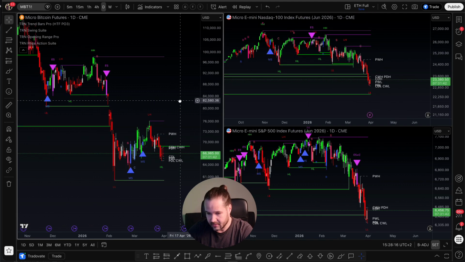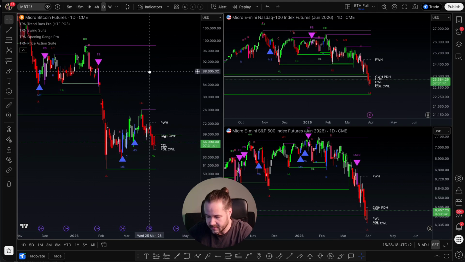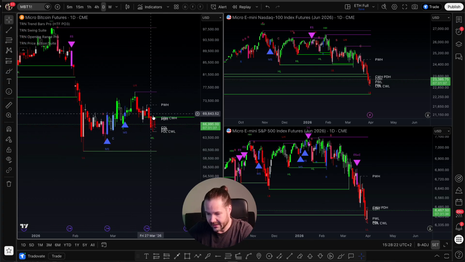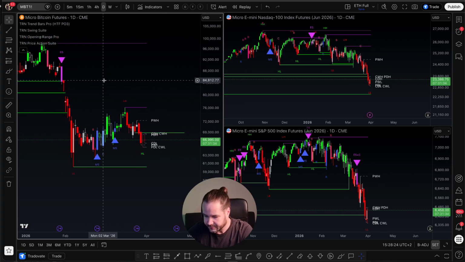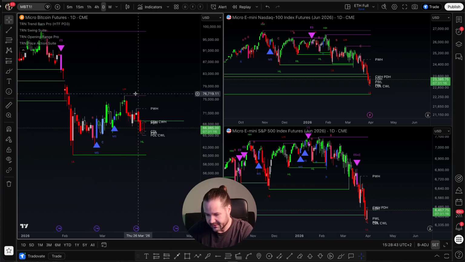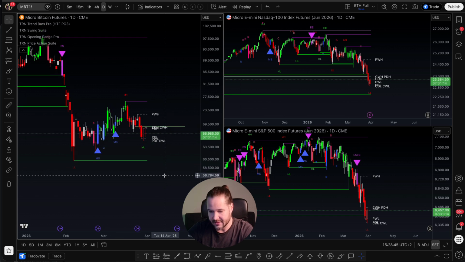So let's first take a look at the Bitcoin chart, the Bitcoin daily chart. And here we can see that we're still with red trend bars. And yesterday we had an inside bar, took out the low of Friday, but closed inside Friday's bar. So I think the downtrend might continue. And if I look at this structure, I see that we will start with a slightly bearish bias.